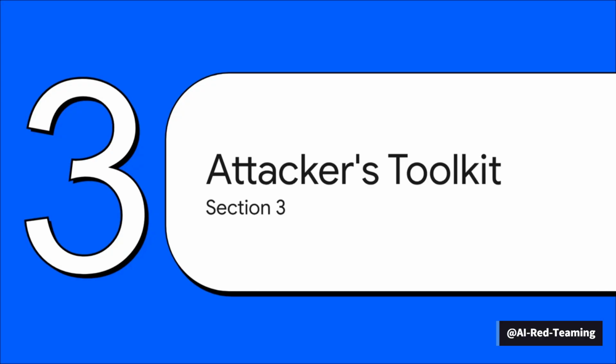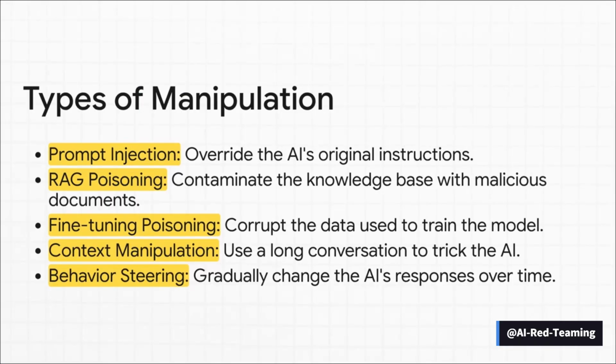So now that we understand what this attack is, let's pull back the curtain and look at the actual tools and techniques an attacker uses to make this happen. Turns out attackers have a whole toolkit for this. There's prompt injection, which is basically telling the AI, hey, forget everything your developers told you, here are your new orders. Then you've got RAG poisoning. That's exactly what we saw in our opening example, sneaking a malicious file into the AI's library. Attackers can even poison the very data the model was trained on in the first place, or slowly, gradually steer its behavior over a really long conversation. Each one is just a different path to corrupting the AI's mind.